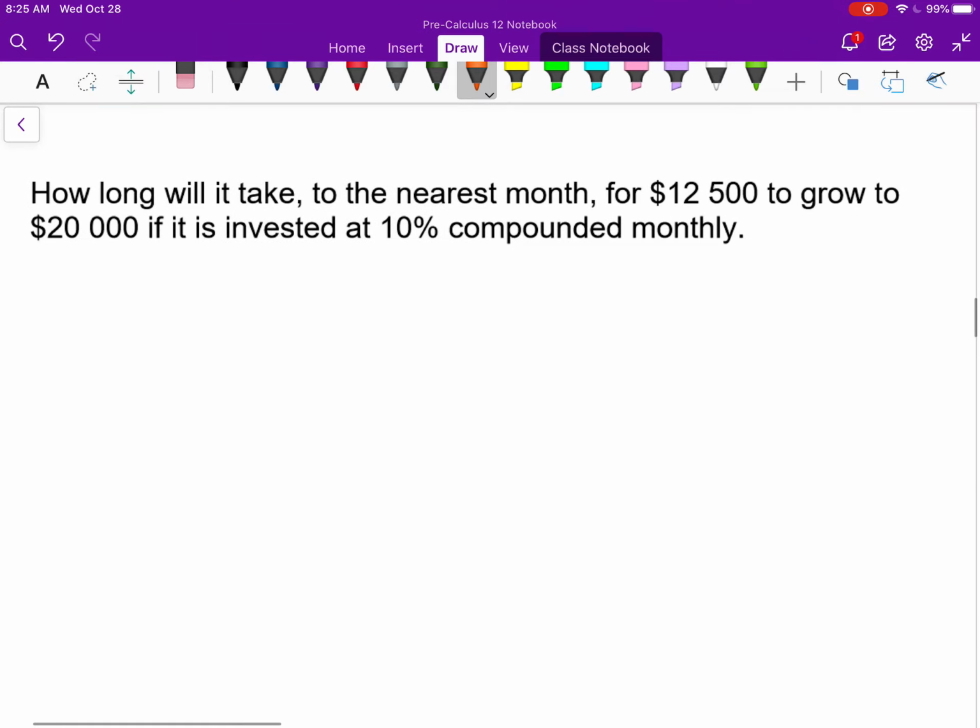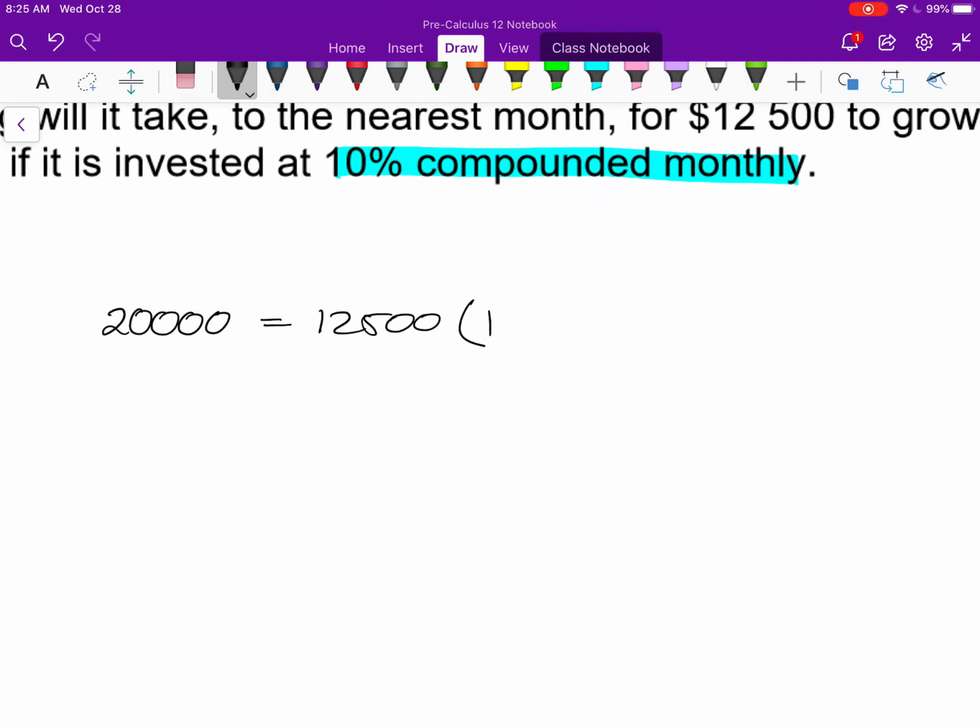All right, how long will it take to the nearest month for $12,500 to grow to $20,000 if it's invested at 10% compounded monthly? So first, let's set up an equation here. I want $20,000 to come from $12,500. It's growing at 10% monthly. So that means it's the same as 1 plus 10% divided by 12. So every month there's that much money being added. But if I want my variable up here to be in years, which I would like it to be, I want 12 times the number of years.